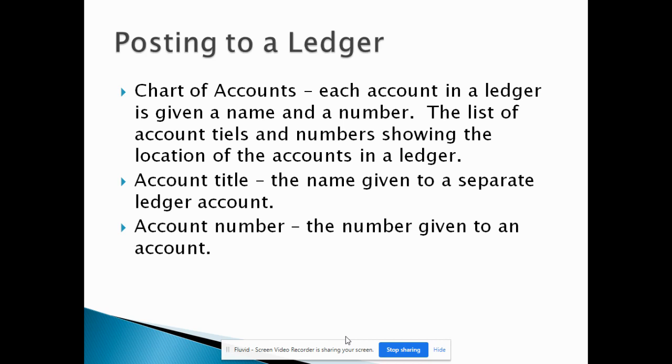It's a list of account titles and numbers showing the location of the accounts in the ledger. So the account title is the name given to a separate ledger account, and the account number is the number given to an account. So I'm going to show you here an example of a chart of accounts.